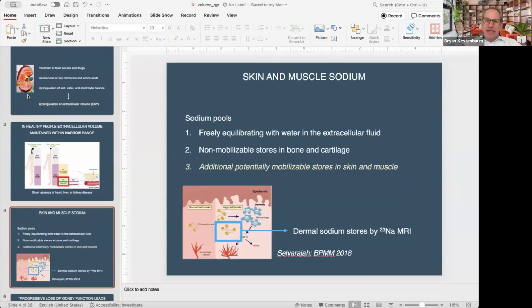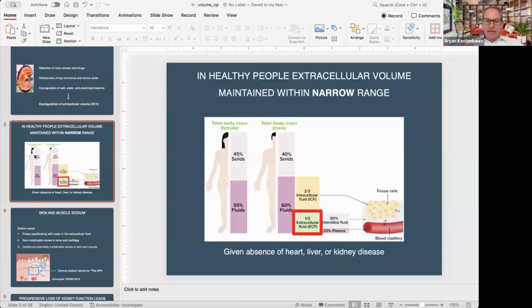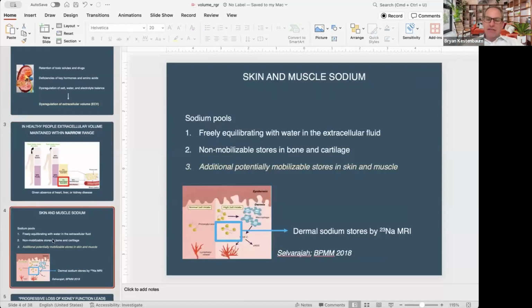There's been some additional work on sodium pools in the human body. The traditional view is that most sodium in the body freely equilibrates with water and the extracellular fluid, with some non-mobilizable sodium in bone and cartilage. Some recent studies using sodium MRIs have revealed that there is free sodium in tissues, in muscle and skin specifically, and that free sodium has the potential to be moved with dialysis or diuresis, and has immunoregulatory properties such that a high sodium diet can increase tissue sodium and increase immune signaling and contribute to chronic inflammation.